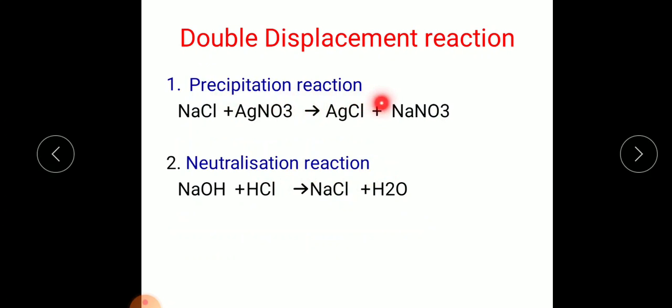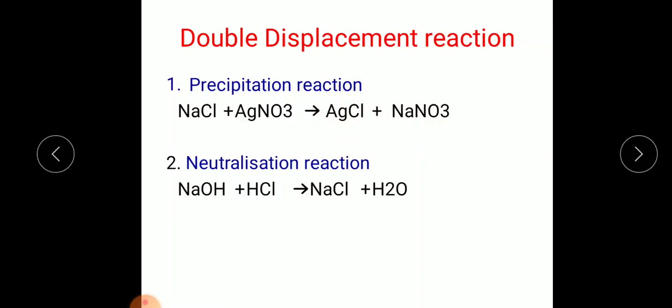In precipitation reaction, what will happen is when we react the solutions or any reactants, a precipitate is formed. Okay, that is a precipitate, or we can say an insoluble solid is formed, that is called a precipitate. Say for example, sodium chloride reacts with silver nitrate to give you silver chloride and sodium nitrate, and this silver chloride is a white precipitate.